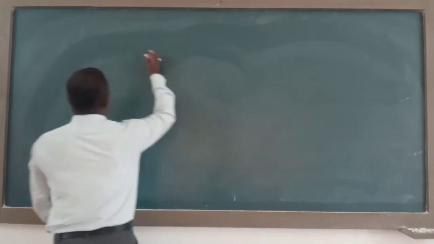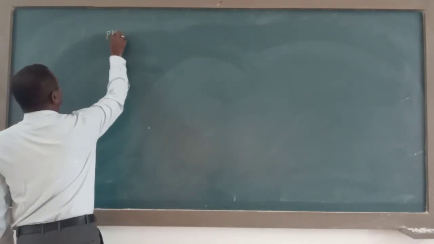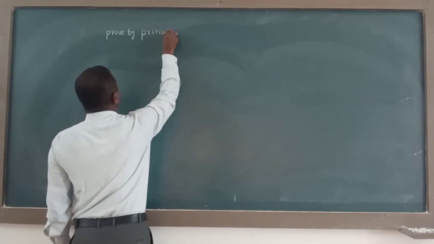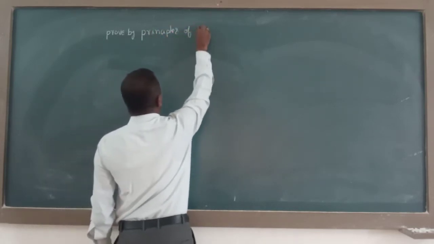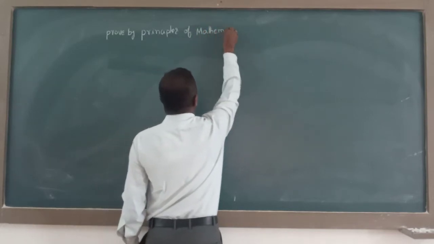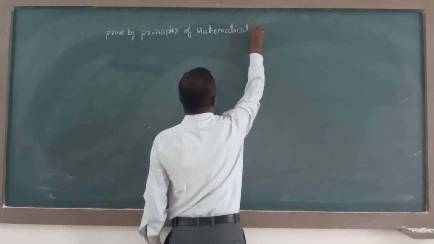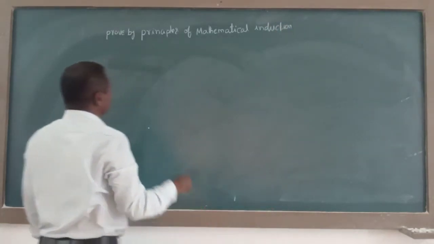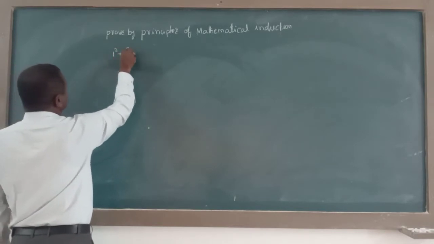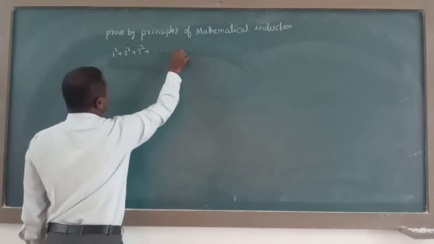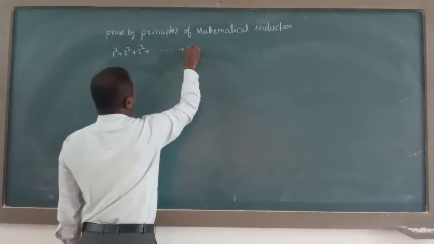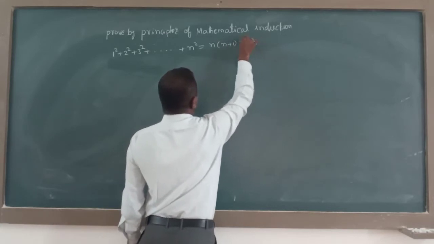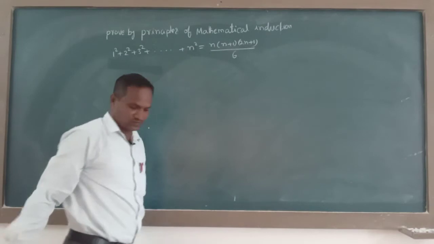Prove by principles of mathematical induction that 1 square plus 2 square plus 3 square plus and so on plus n square is equal to n into n plus 1 into 2n plus 1 whole divided by 6.